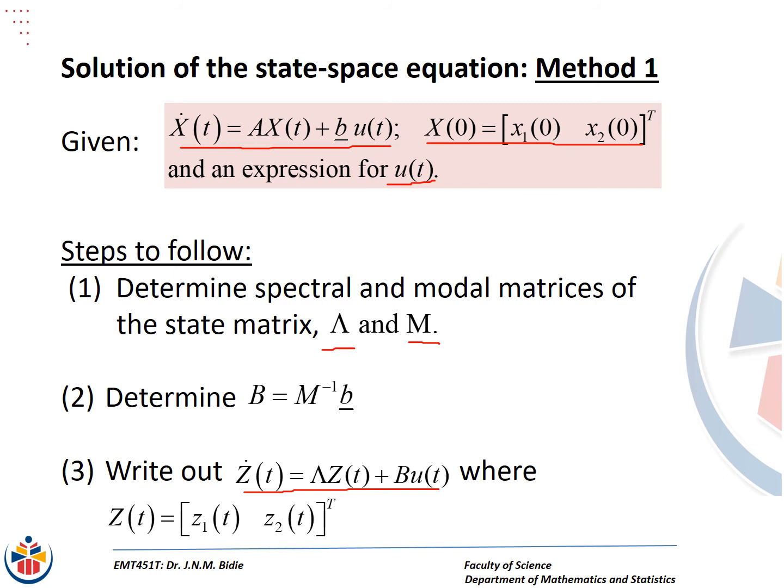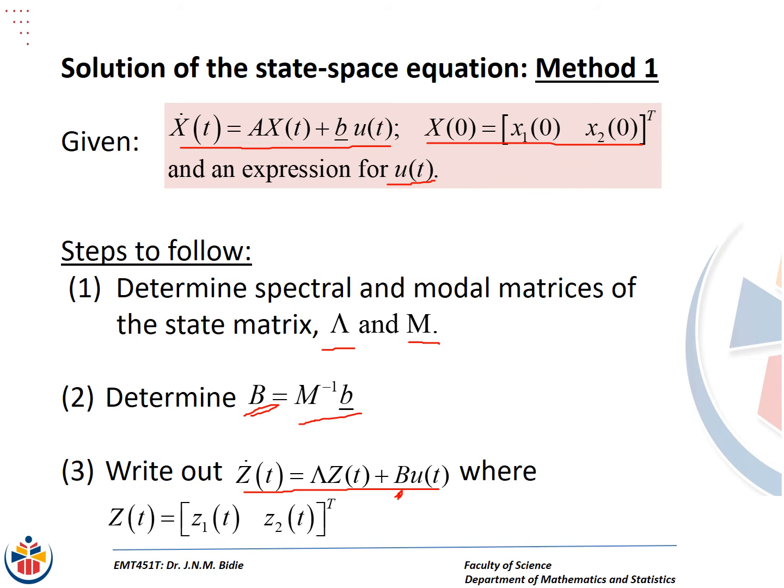Why modal matrix? We needed to change our given small letter b to capital letter B, because this is what will work for us. Here, this is not small letter b that is multiplying u. So that means we have to change our input matrix or our input vector. So we multiply the original input vector by the inverse of the modal matrix. Then afterwards, calculate the new input vector, which is capital letter B.